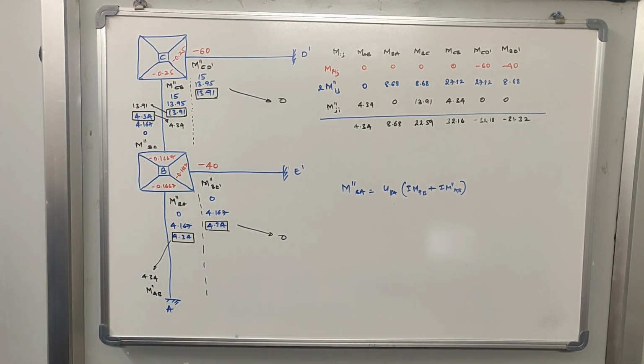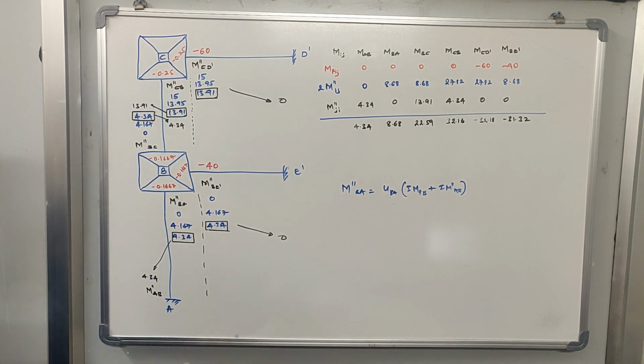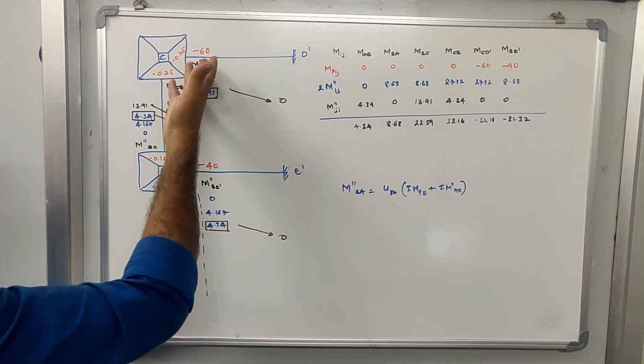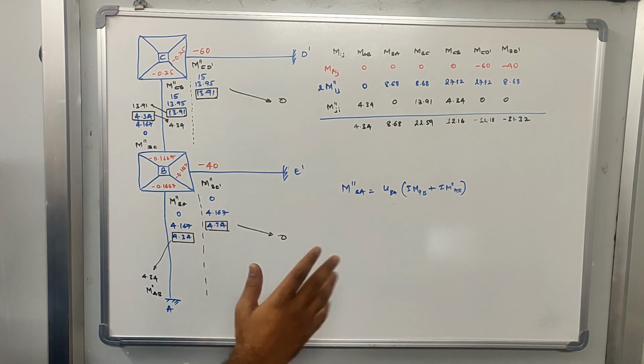Now the first thing we do is that we can either start from this joint or from this joint, whichever joint you want to start your iteration from. I thought of starting from here. Anyway, you will get the same values. There will be no difference.